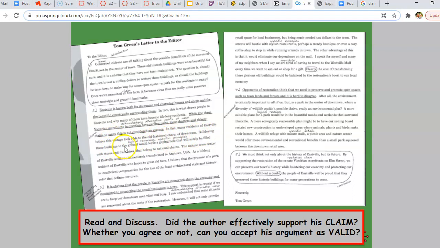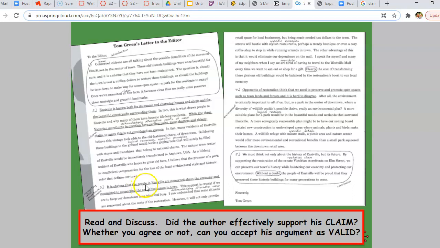Bulldozing these buildings to the ground would leave a gaping hole that will surely be filled with stores and franchises that belong to national chains. The unique town center of Eastville would be immediately transformed into any town USA. As a lifelong resident of Eastville who hopes to grow old here, I believe that the promise of a park is insufficient compensation for the loss of the local architectural style and historical color that defines our town.